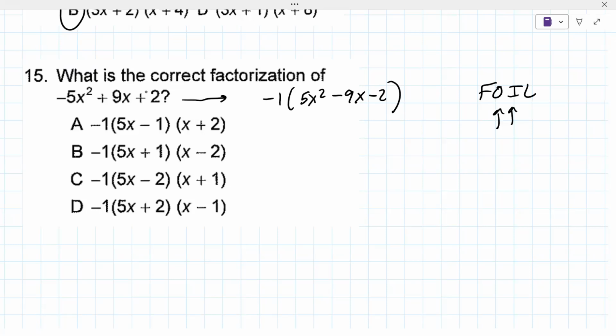B. Okay, how confident are you in your answer? Fairly confident. Yeah, good job on that.